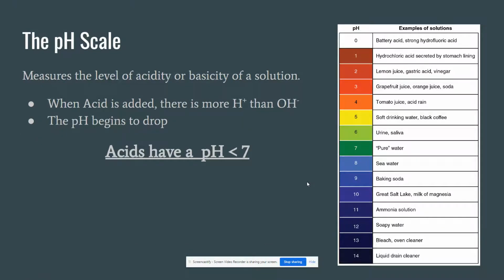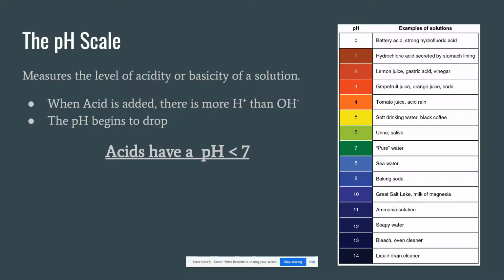As I add an acid to water, the amount of H plus is going to change, and I'm going to start increasing the amount of H plus relative to the OH minus. What this is going to result in is the pH dropping, and the pH is going to get lower and lower. And the lower the pH gets, the more acidic that solution becomes. So we can see things like the battery acid in a car is very, very, very acidic. And even the stomach acid in your stomach is very acidic. And it has to be because that acid breaks down the food that you eat so that you can uptake the nutrients.